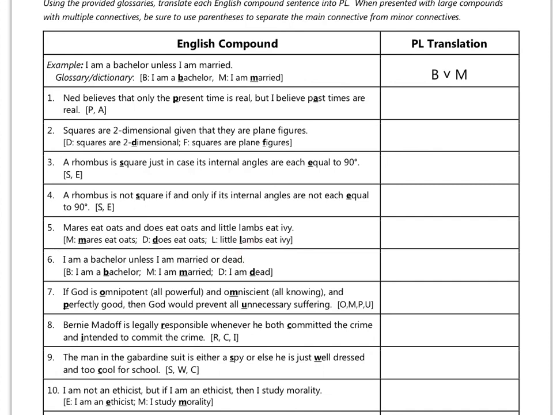And we've got an and here, and we've got another and here. So it looks like we've got sort of two conjunctions working together, and we end up with something that maybe looks like this. M, mares eat oats, and does eat oats, that's D, and little lambs eat ivy, that's L.